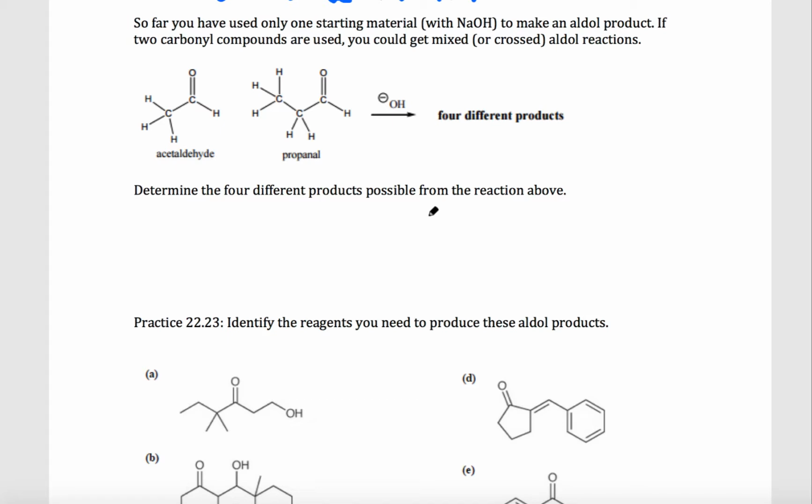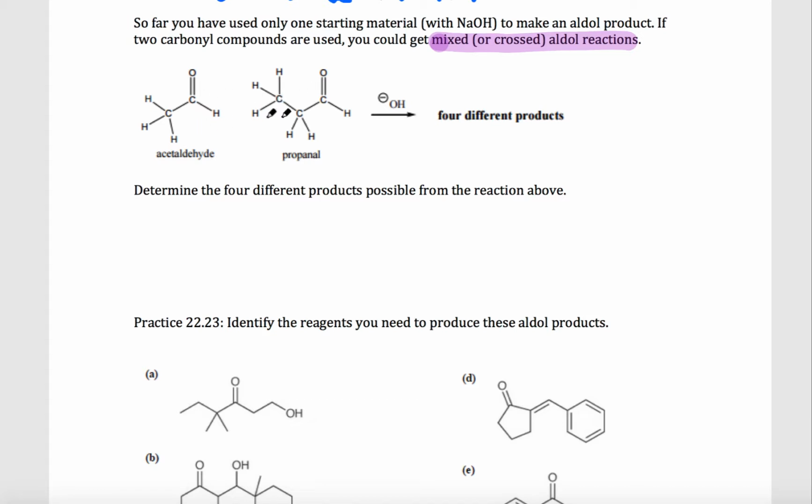All right, and once we have the basic idea of aldol down, now we can start talking about reacting different aldehydes or ketones with each other. So here's an example of what we call a mixed or crossed aldol reaction. And that's where we have different aldehydes or ketones. So for example, I have an aldehyde and a propanal here, acetaldehyde, propanal, and they're going to make four different possible products. You might ask, well, how is that?